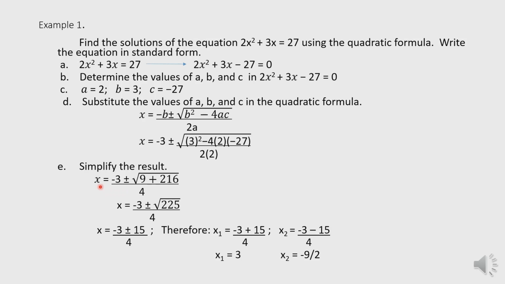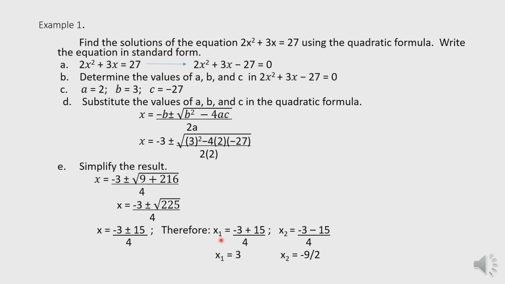So we have a result of negative 3 plus and minus the square root of 9 plus 216, over 4. 216 plus 9 is equal to 225. Negative 3 plus and minus the square root of 225, all over 4, which is the value of x, is now equal to negative 3 plus and minus 15. 15 is taken from the square root of 225 over 4.